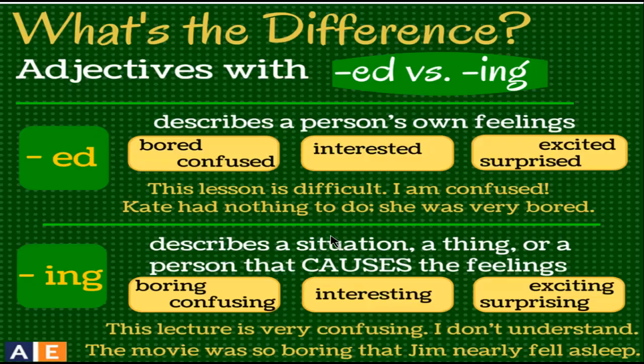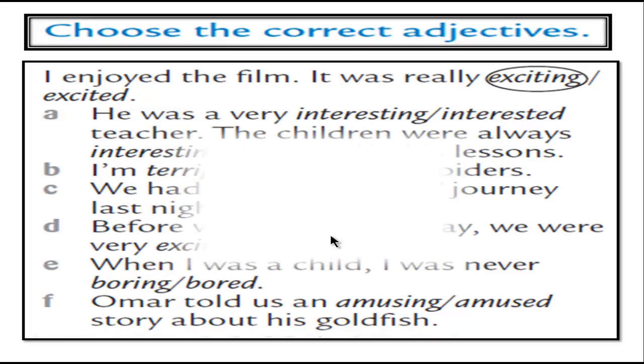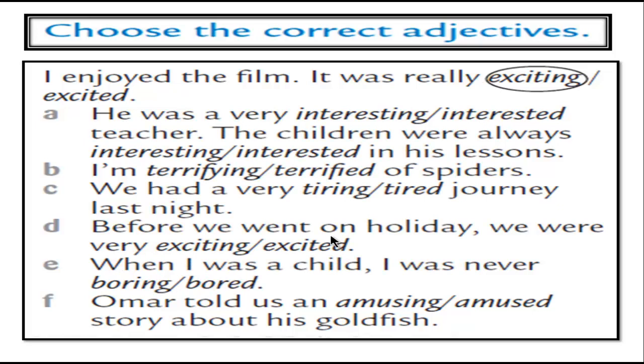Let's apply this rule. Choose the correct adjectives. The first example is given. I enjoyed the film. It was really exciting. The film is exciting. Number A. He was a very interesting or interested teacher. I'm describing the teacher, not myself, not my feeling. Yes, excellent. He was a very interesting teacher. The children were always interesting or interested in his lessons. Excellent. Interested, because I describe feelings. So the children were always interested.